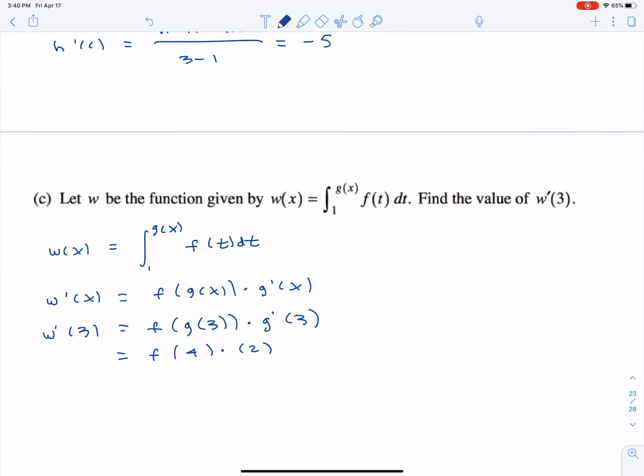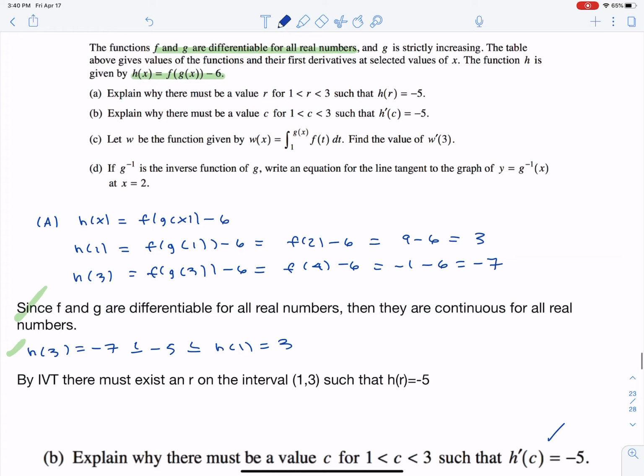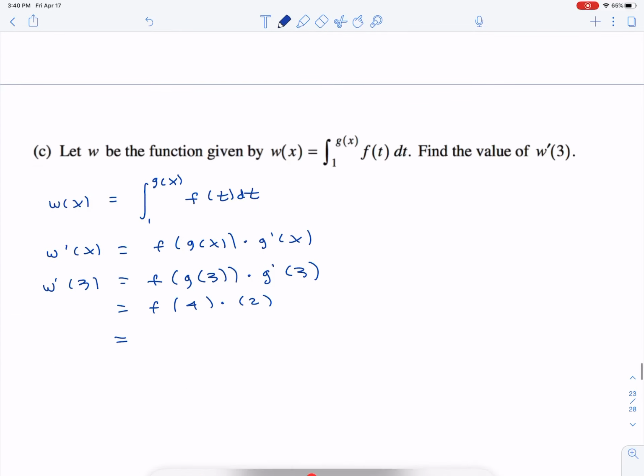Okay, then f of 4 is -1. So this is -1 times 2, or -2. Okay, and that's all there is to it. We're just kind of following the math on that. They didn't ask for any explanation or anything. So we're good to go.